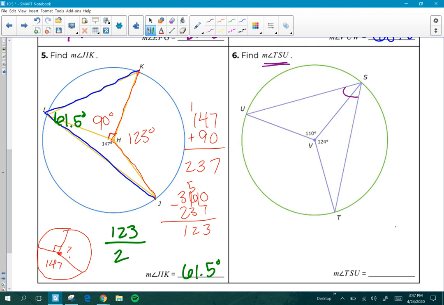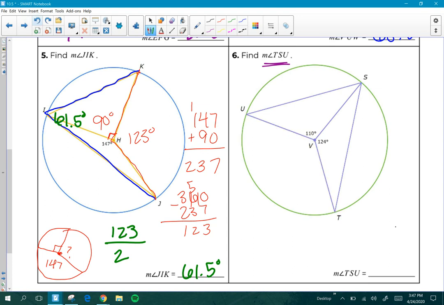Now, in order to find the inscribed angle, I need to know the measure of the central angle that corresponds to it. So the central angle that corresponds to it would be the angle that has endpoints at T and U. And that would be this guy, TVU. So I need to know the measure of angle TVU. And I don't know it yet, so I have to find that first.